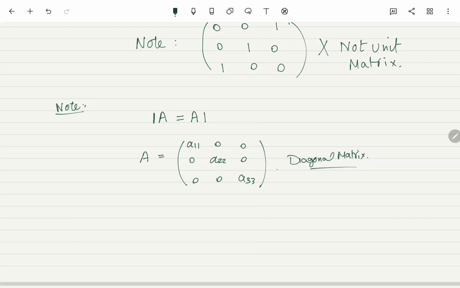We should note here, very important, that the unit matrix and the diagonal matrix have to be square matrices. Like an M by N matrix, it has to be M by M. So the unit matrix and diagonal matrix should be square matrices.